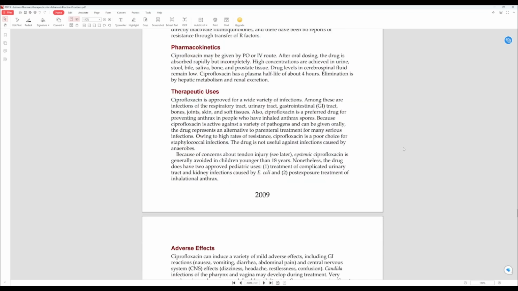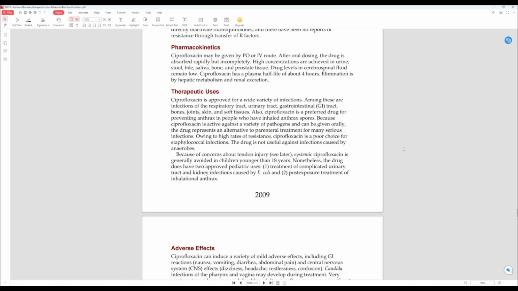Its pharmacokinetics. Ciprofloxacin may be given again orally or via the IV route. After an oral dose, the drug is absorbed rapidly but incompletely. High concentrations are achieved in urine, stool, bile, saliva, bone, and prostate tissue. Drug levels in the cerebrospinal fluid remain low. Ciprofloxacin has a half-life of about 4 hours, and elimination is by hepatic metabolism and renal excretion.